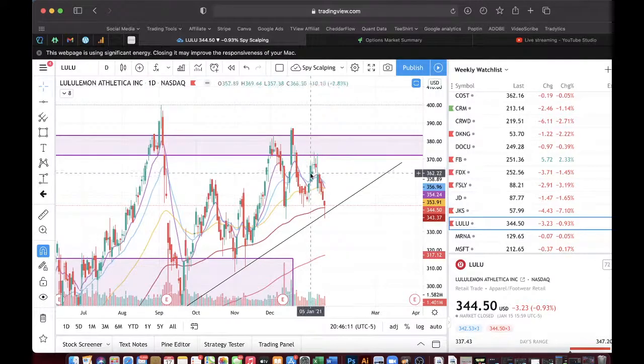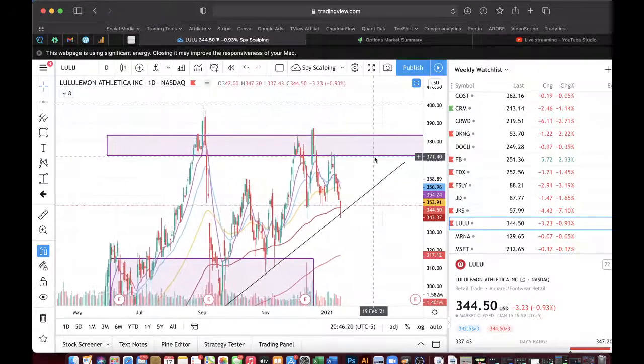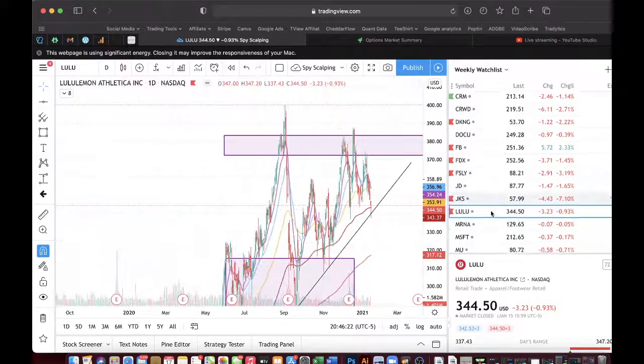Not a whole lot of resistance. There's a little bit of resistance here back at 358, but I don't really mind a bullish swing on Lulu here if the market is not absolutely just terribly weak this week. Back up to that 374 level.